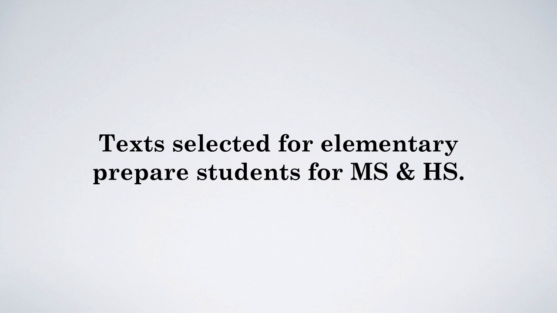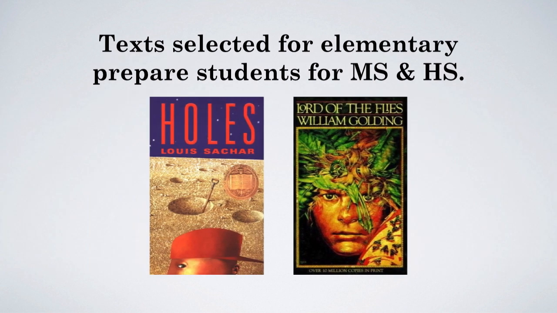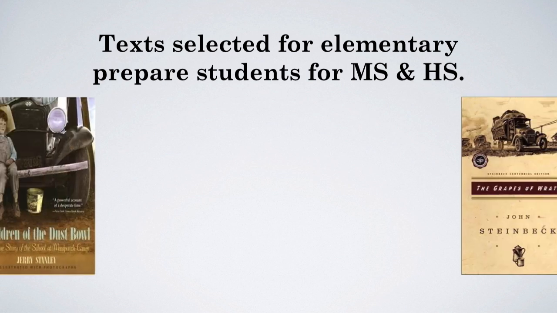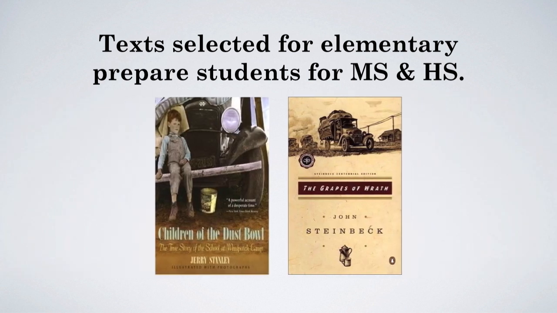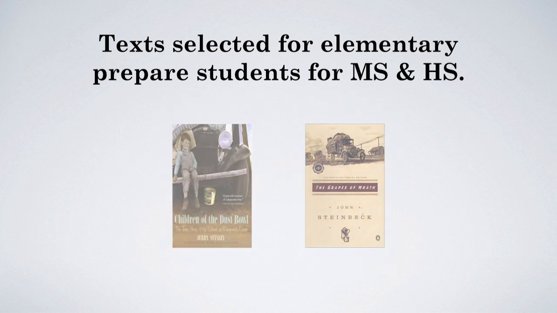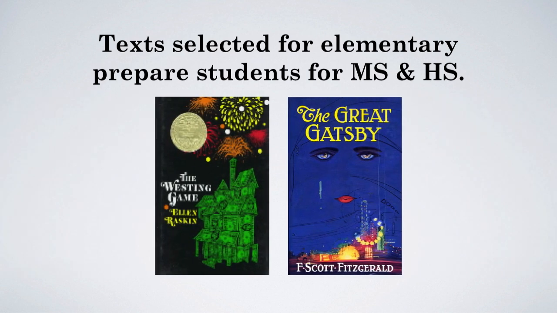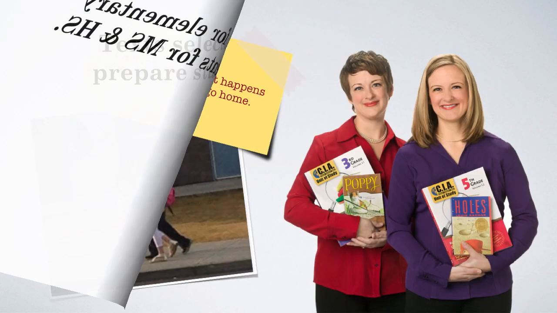However, there is another scaffold that may not be as obvious that we would like to point out to you. We have also intentionally selected texts for elementary that match up to middle school or high school titles in order to build background knowledge. Holes, read in 5th grade CIA classrooms, explores similar themes to Lord of the Flies, often read at 8th and 9th. Children of the Dust Bowl, read in 6th grade classrooms, builds background knowledge for Grapes of Wrath at 10th or 11th grade. In this way, the CIA units seek to sequentially build knowledge and reading interest across grades in ways that other programs do not.